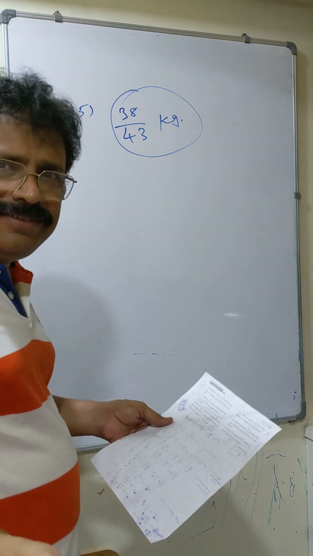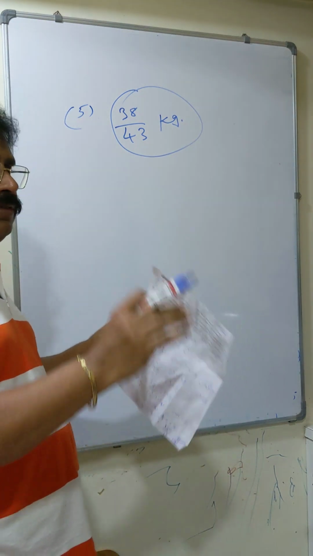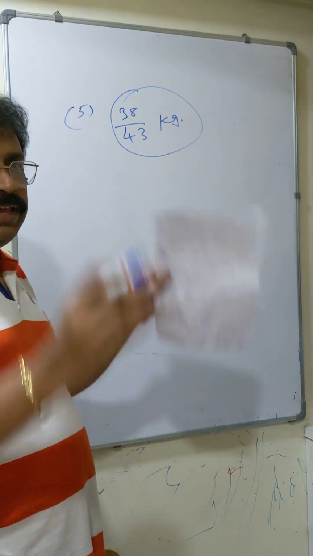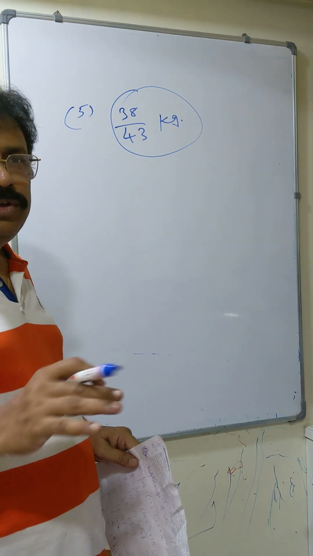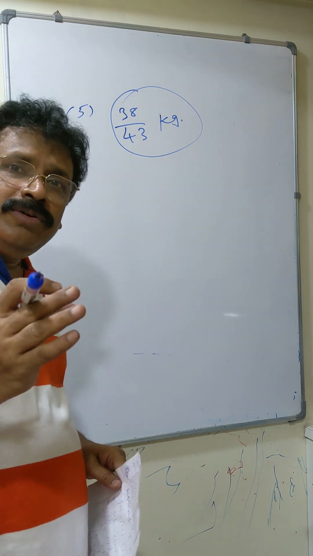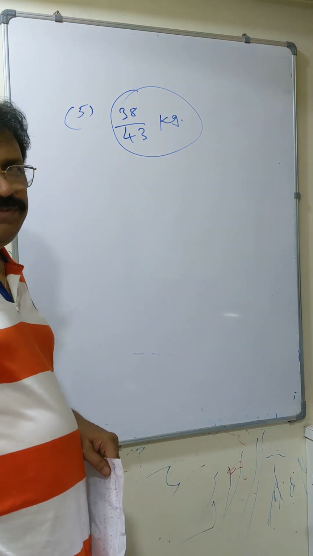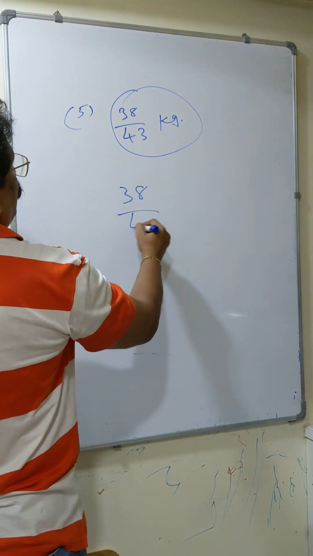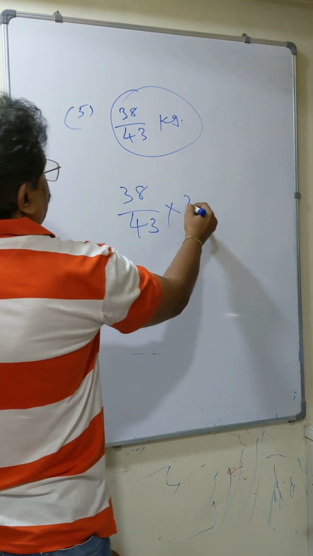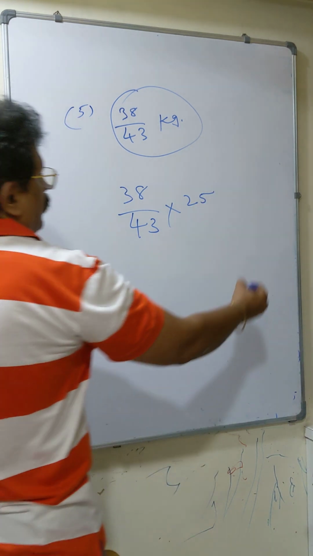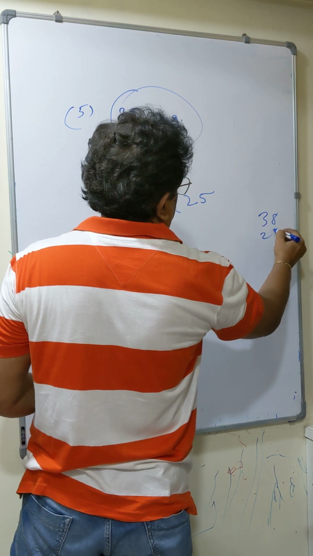Naturally multiplication. See, one bottle में if there is say 10 kilogram, one can में 10 kilogram है, तो 3 can में कितना? 30. 4 can में कितना? 40. What you are doing? Just multiplying the number of cans. So here you multiply by 25. 38 by 43 multiply by 25. That is how much? 38 multiply by 25.